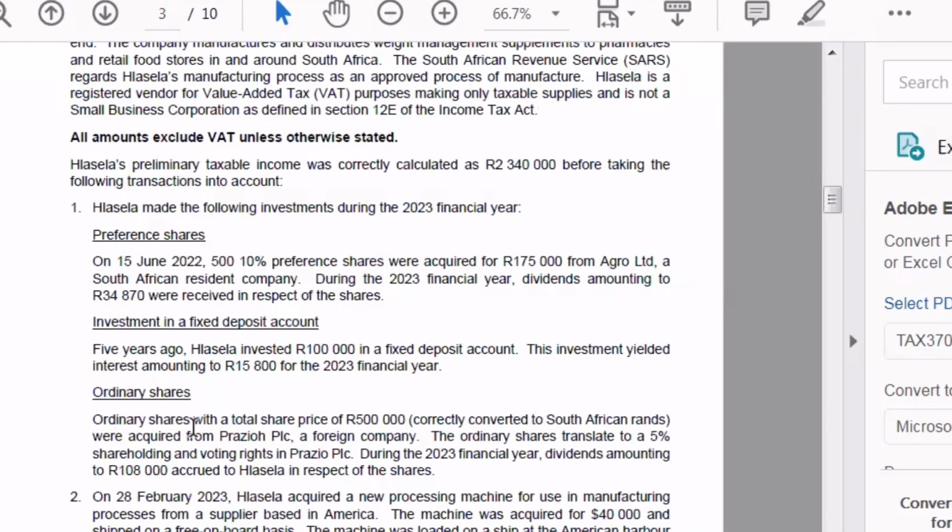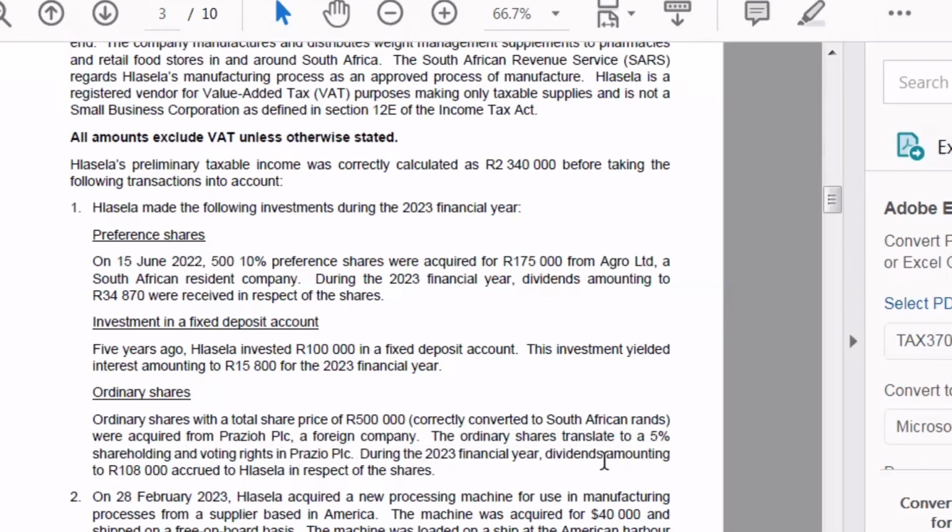Right. Ordinary shares with a total share price of 500,000, correctly converted to South African rands, were acquired from P Public Limited, a foreign company. All right? So it's a foreign company. So already it's a foreign company. That means there might be foreign dividends. The ordinary shares translate to a 5% shareholding and voting rights in this company.